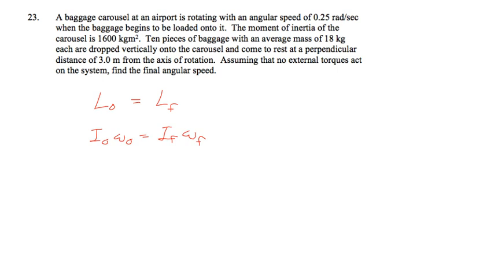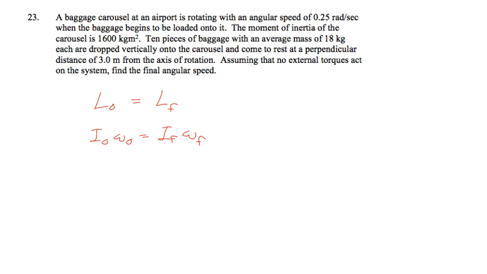So looking at the problem, it says a baggage carousel at an airport is rotating with an angular speed of 0.25 radians per second when the baggage begins to be loaded onto it. The moment of inertia of the carousel is 1,600 kilogram meters squared. So that would be the empty carousel. It already has inertia before any bags are on it.